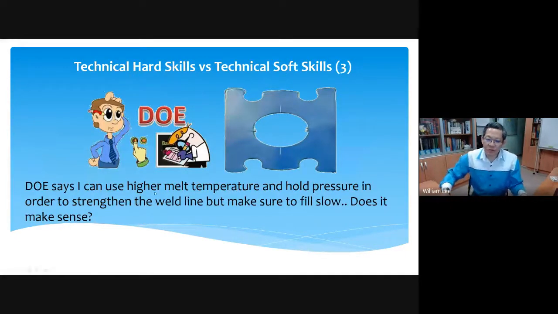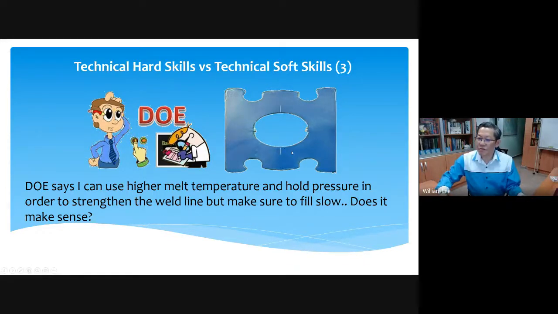And this is case number 3, where they conduct this DOE, which stands for design of experiments. The DOE is actually a statistical methodology where they want to build a process window by determining the right parameters here. The results show them to use a higher melt temperature and hold pressure, which makes sense. But at the same time it also asks them to fill slow. Does it make sense? It doesn't make sense, right?